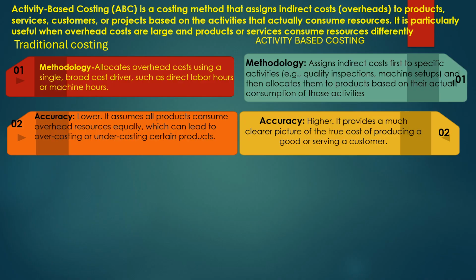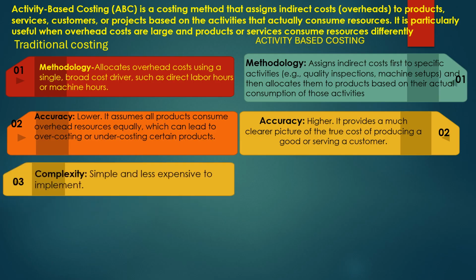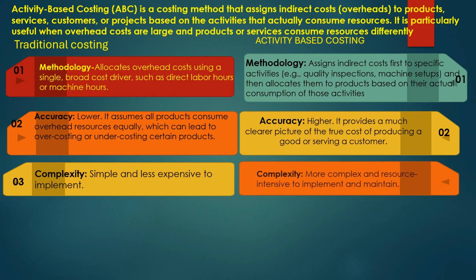Accuracy of ABC is higher. It provides a much clearer picture of the true cost of producing a good or serving a customer. Complexity: traditional costing is simple and less expensive to implement. ABC is more complex and resource intensive to implement and maintain.